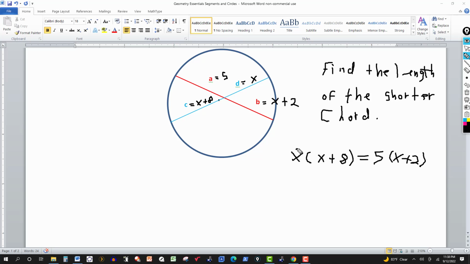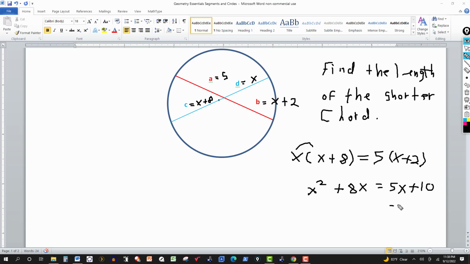Let's distribute here, multiply through with X. So x times x is x squared, and x times 8 is 8x. And then on the right side, distribute the 5. 5 times x is 5x, and 5 times 2 is 10. Then we want to isolate the variable. Since I have an x squared, I want to get my terms on one side. Sometimes the square will cancel and you'll just have a linear equation, but here it's not going to cancel.